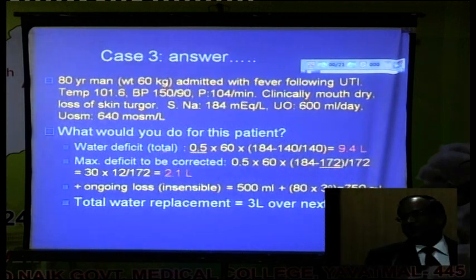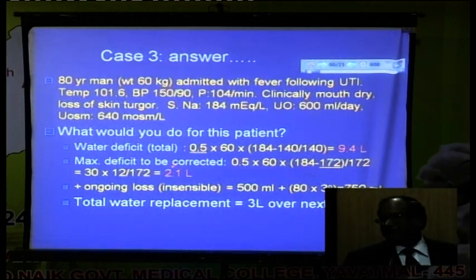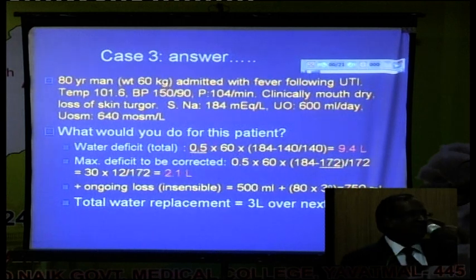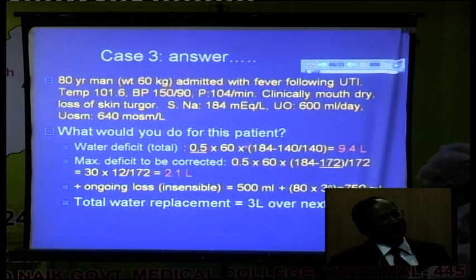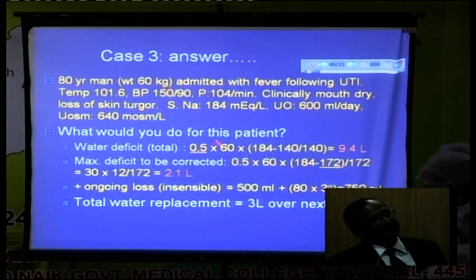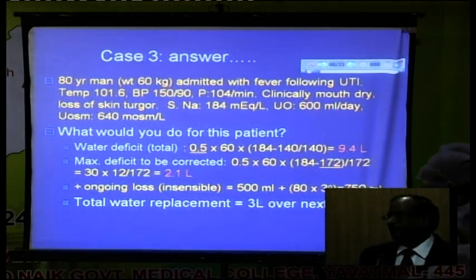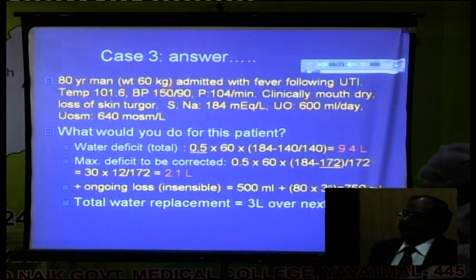The total water deficit, because it's an elderly man, you have to change from 0.6 to 0.5. For women, you also change from 0.6 to 0.5. Into weight, 60 kg, into 184 minus 140 upon 140 gives you 9.4 liters. That's the deficit. How much do you give?